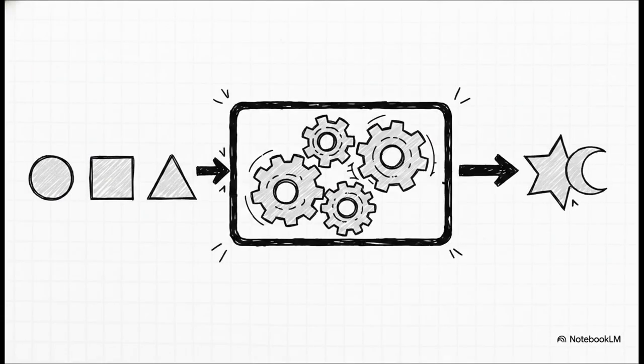Let's quickly break down the anatomy of a Java method. First up, we declare a return type, basically asking what kind of data is coming out of this. If nothing comes out, we just use the word void.